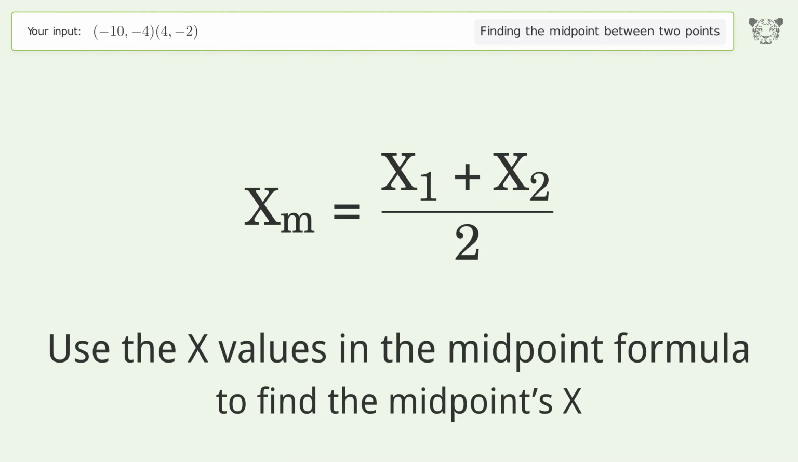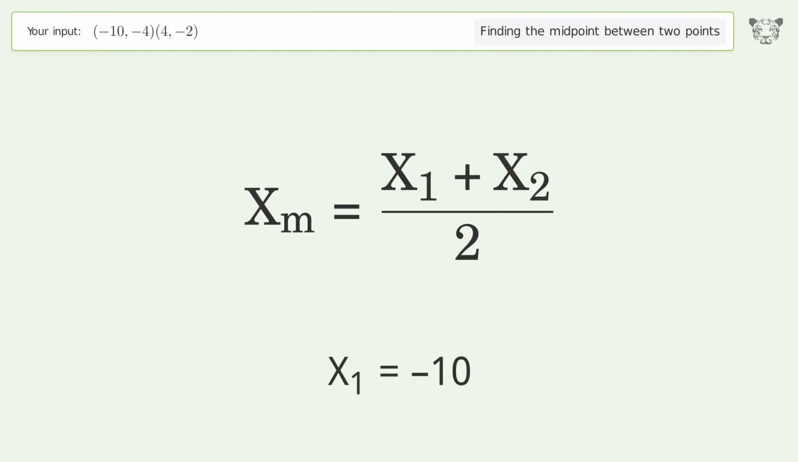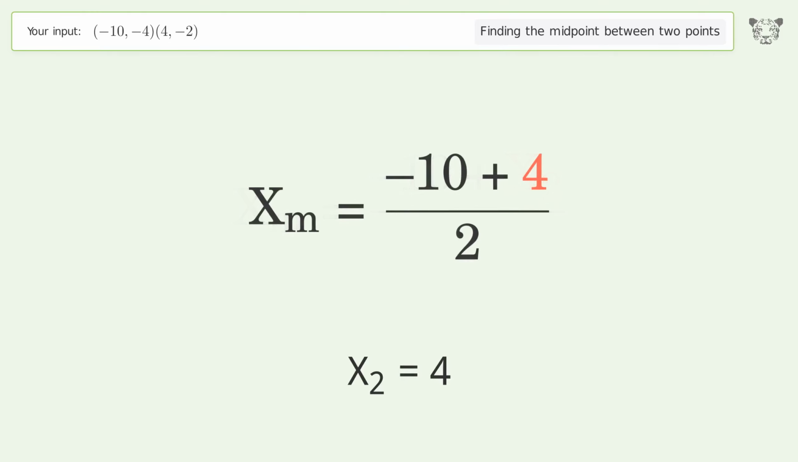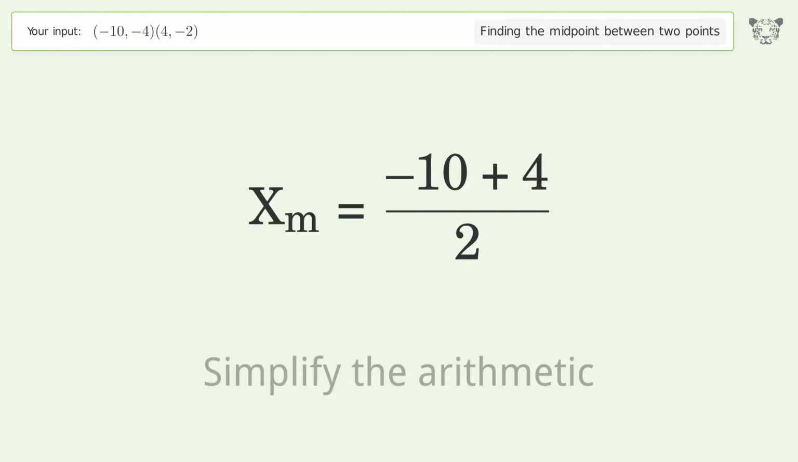Use the x values in the midpoint formula to find the midpoint's x. x1 equals -10. x2 equals 4. Simplify the arithmetic.